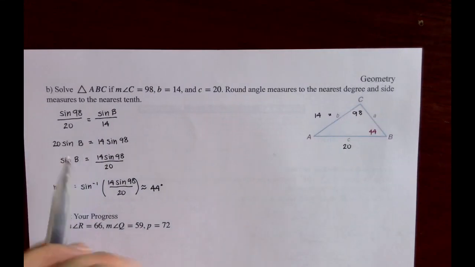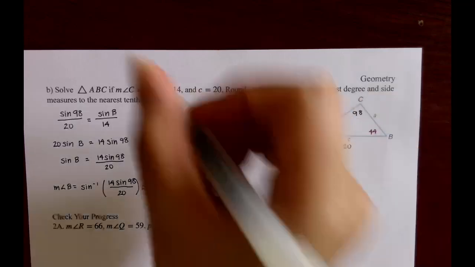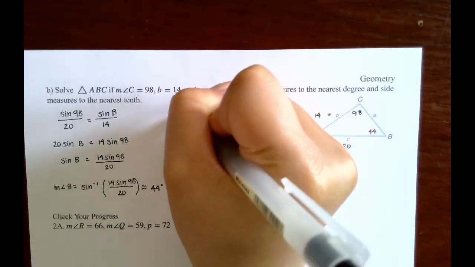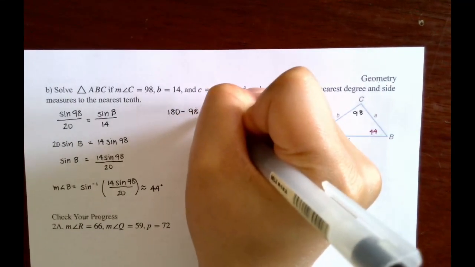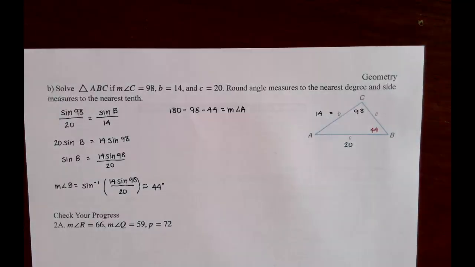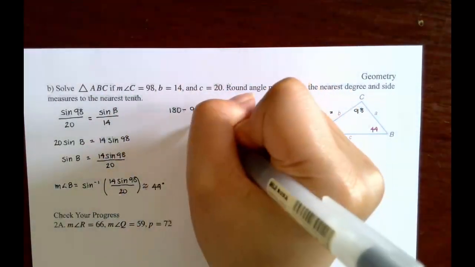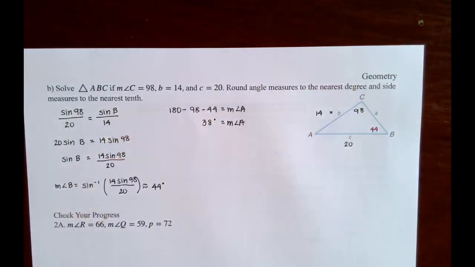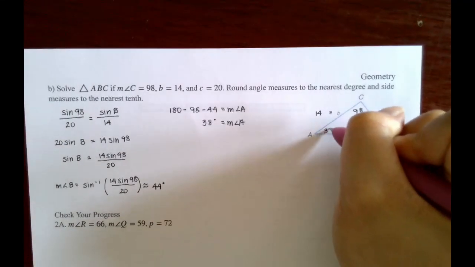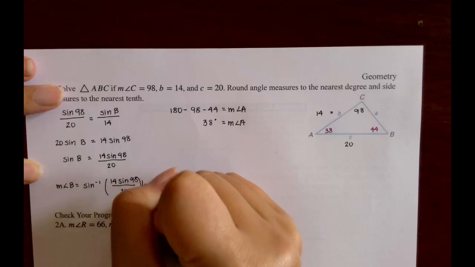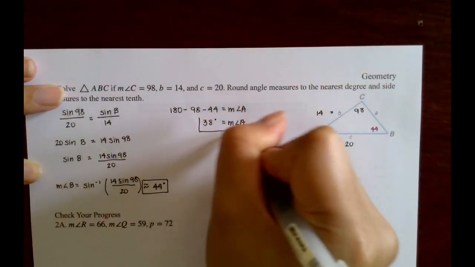Okay. So then, since I already know what two of them are, to find angle A, I could do 180 minus 98 minus the 44, and this will give me the measure of angle A. Okay. That gives me 38. So I'm going to fill that in. So measure of angle A is 38 now. And now I have enough to find out what A actually is.